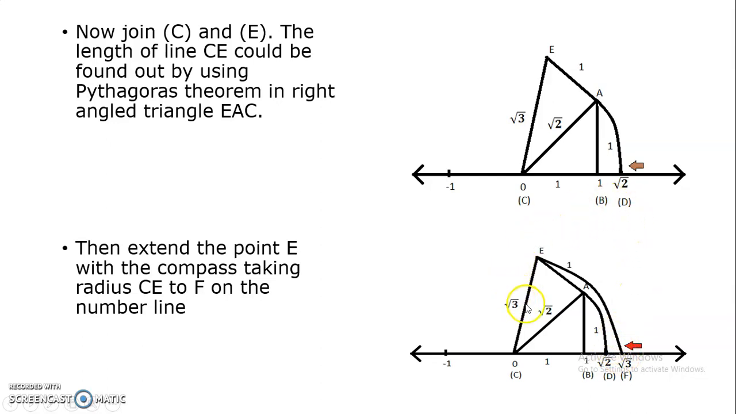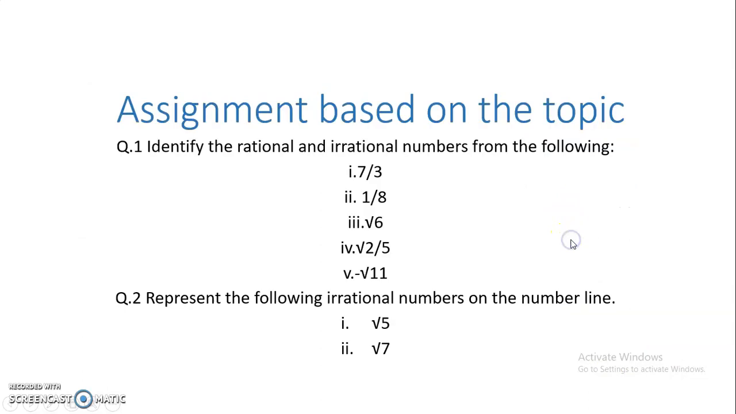If you have any doubt, you can go back and watch the video again. Based on this, you have to solve the assignment. This is question number 1. Identify the rational and irrational numbers, and question number 2. Represent the following irrational numbers on the number line, root 5 and root 7.